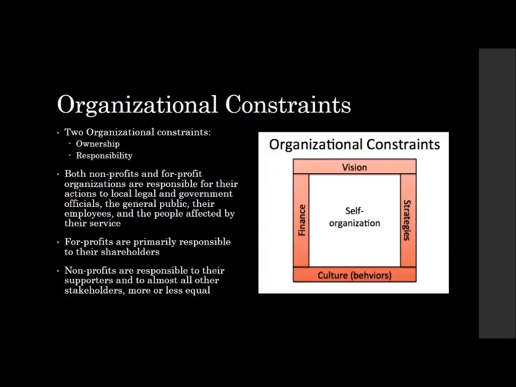The authors discuss two organizational constraints that fall within the strategic constraint category: ownership and responsibility. Both nonprofits and for-profit organizations are responsible for their actions to local, legal, and government officials, the general public, their employees, and the people affected by their service. For-profits are primarily responsible to their shareholders. Nonprofits are responsible to their supporters and to almost all other stakeholders more or less equally.